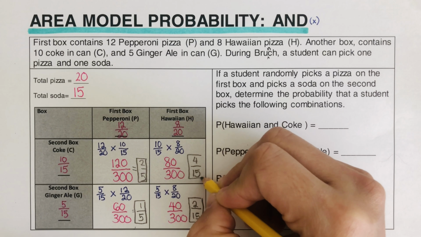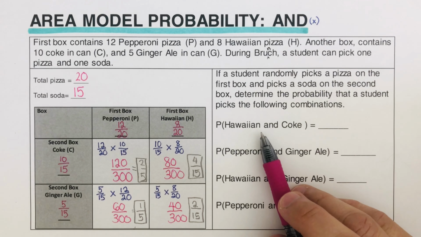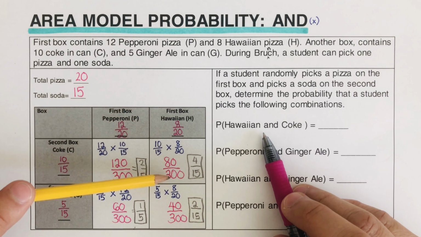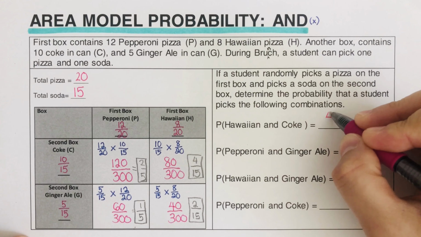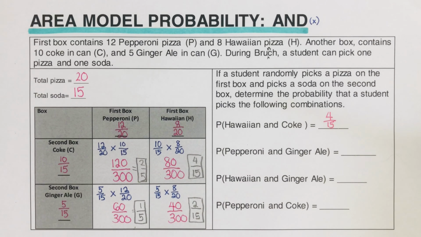So let's fill this in. The probability that the first pick is Hawaiian and the second pick is Coke. So Hawaiian and Coke would be 4 over 15. So this is 4 over 15. Okay? Now at this time, I'll give you time to answer these 3 problems right here.